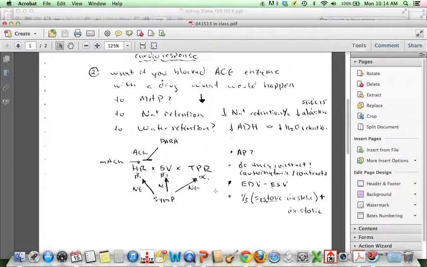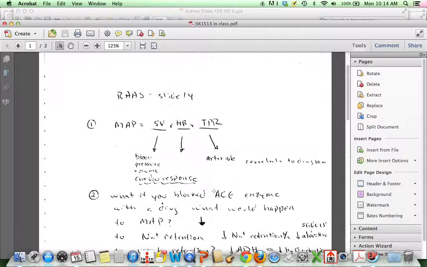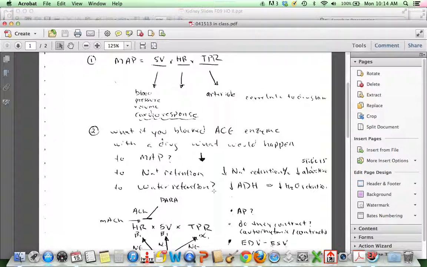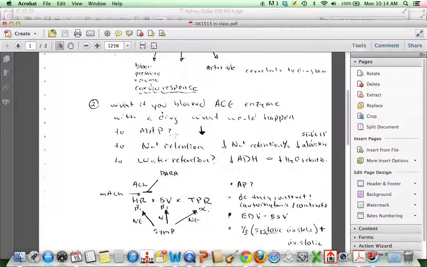And so those are things that are fair game for the final, and so I emphasize them here. So going back into this then, a second question that comes up is: what if you block the ACE enzyme with a drug? What would happen to mean arterial blood pressure, what would happen to sodium retention, and what would happen to water retention?